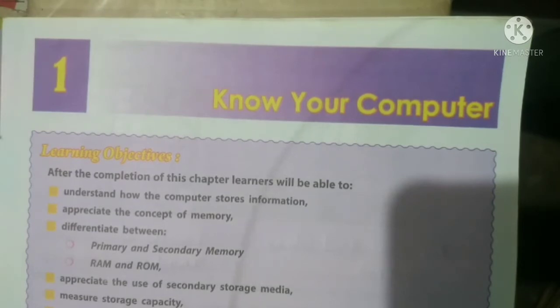Now come to the point: learning objectives. After the completion of this chapter, learners will be able to understand how the computer stores information, appreciate the concept of memory, differentiate between primary and secondary memory, RAM and ROM, appreciate the use of secondary storage media, measure storage capacity, and understand the basic design of CPU. CPU means Central Processing Unit.